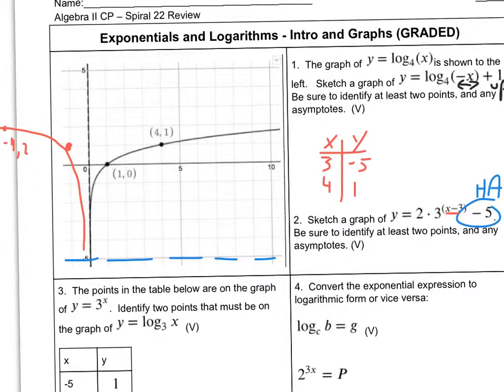So 3, negative 5, that's going to be... sorry, that can't be right. It should be negative 3. I just can't read my own handwriting. So plotting those points, we've got (3, -3) and (4, 1). That's totally not 3. I'm doing awesome today. It's going to look like this, but actually hitting those points.